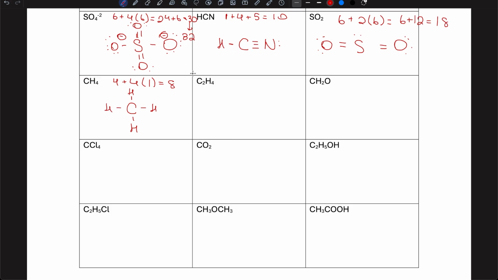The next problem, C2H4. Let's count up how many valence electrons we have total. We have 2 carbons, each with 4 valence electrons, and 4 hydrogens, each with 1 valence electron. And we form 8 plus 4 for a total of 12 valence electrons. Let's try to organize everything to give it what it wants. Each hydrogen probably wants 1 bond.